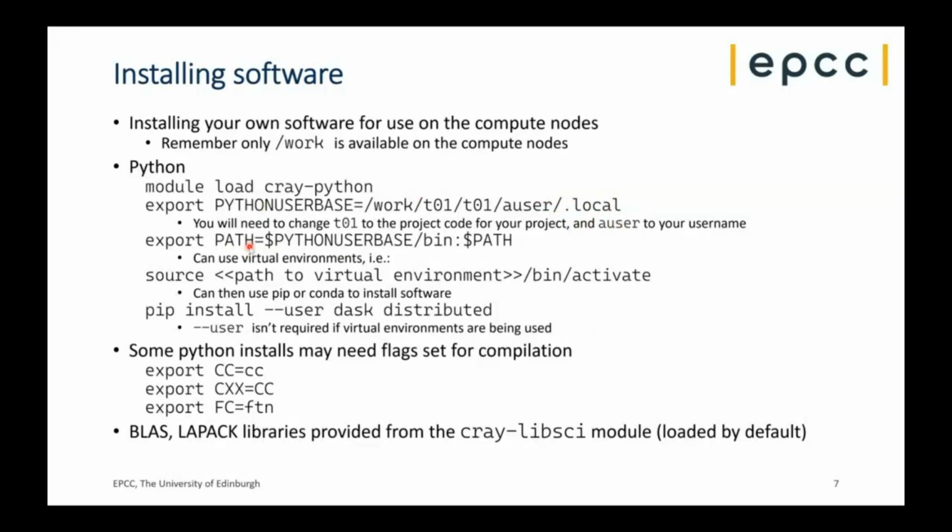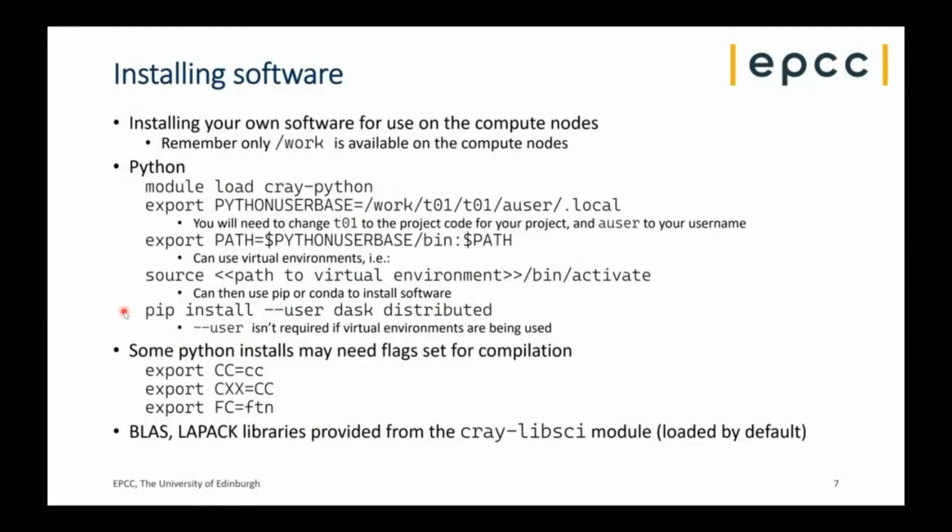And when you've done that, you can export the path, so you can access any executables that are installed, and then you can just use Python as normal with pip installs and virtual environments, and that will automatically install everything into /work. So you activate a virtual environment, you install stuff, and it's there.